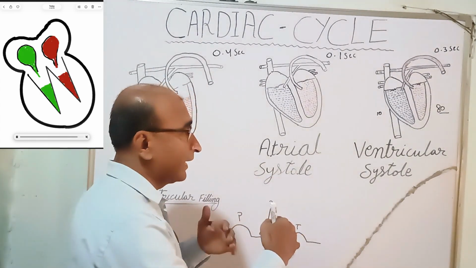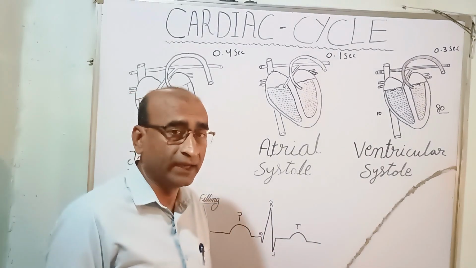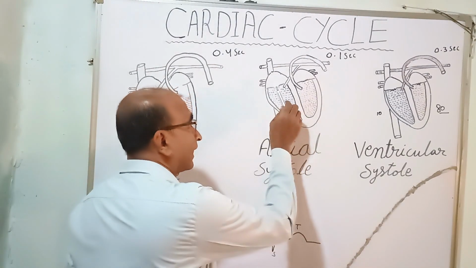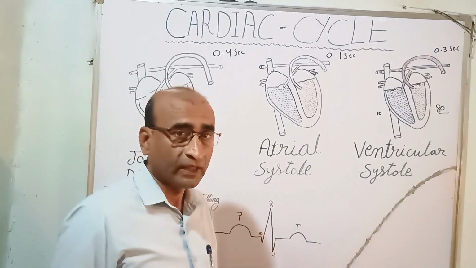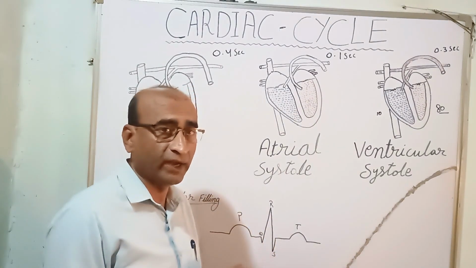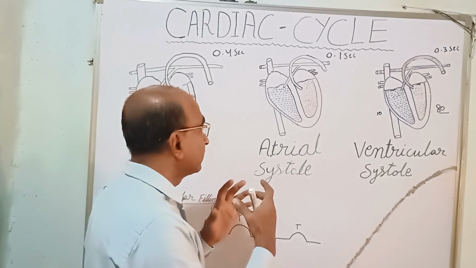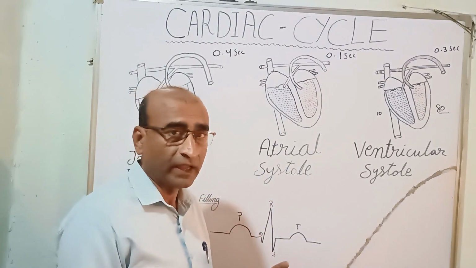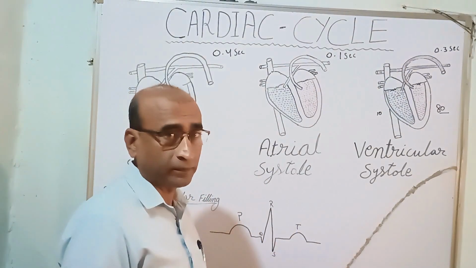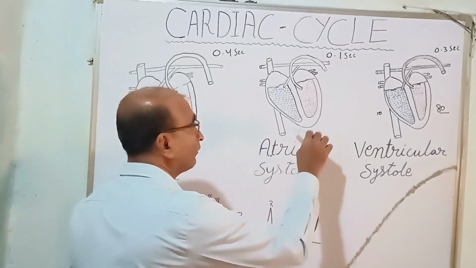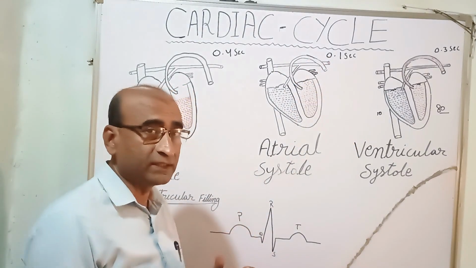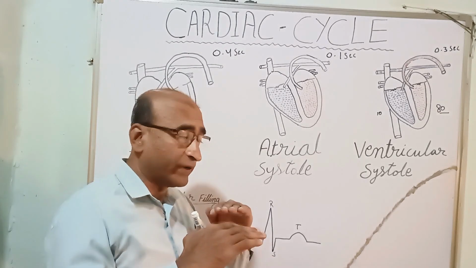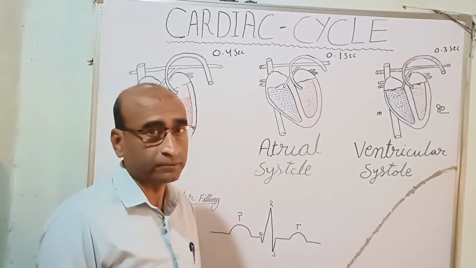After the immediate contraction of the atria, both the tricuspid valve and the bicuspid valve are closed. When they close, they generate the first heart sound, the lub sound. The time period of the atrial systole is 0.1 second. So in the atrial systole, the ventricles are completely filled.